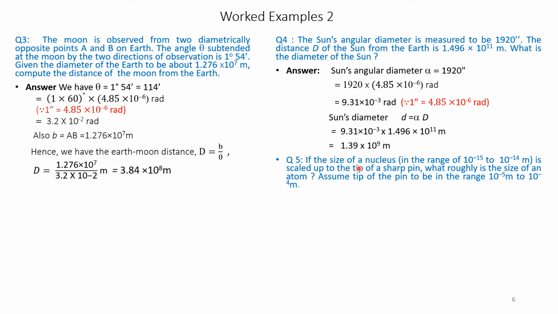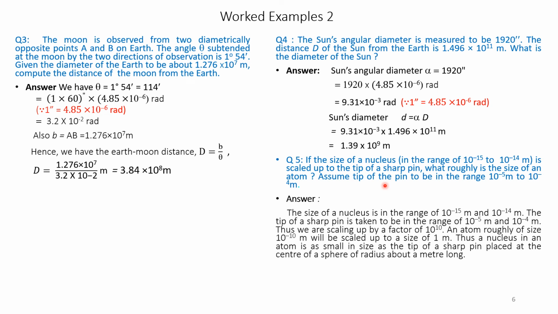Example 2.5. If the size of a nucleus in the range 10 to the power of minus 15 to 10 to the power of minus 14 meters is scaled up to the tip of a sharp pin, what is roughly the size of an atom? Assume the tip of the pin to be in the range 10 to the power of minus 5 to 10 to the power of minus 4 meters.